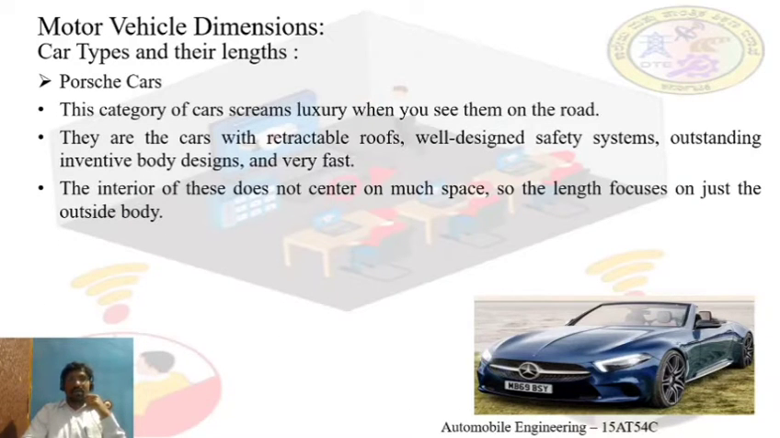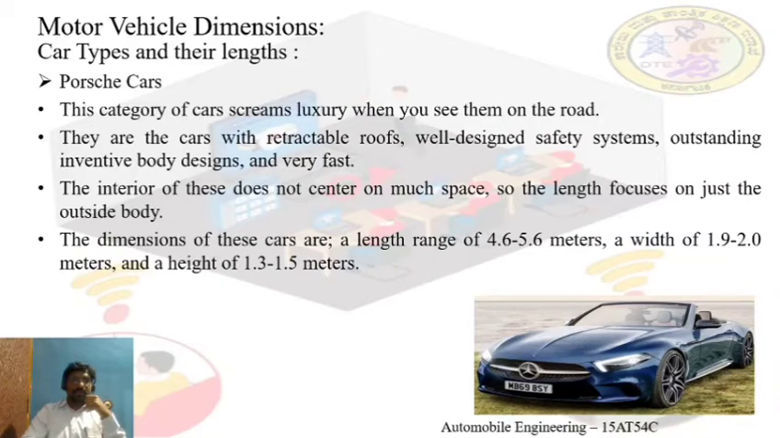The interior of these kinds of cars does not have much space available. Since this comes under Porsche, only two people can be accommodated in this particular car. Whenever you see the dimensions of these Porsche cars, the length ranges from 4.6 to 5.6 meters. The track width falls in the range of 1.9 to 2 meters, and the height falls in the range of 1.3 to 1.5 meters.